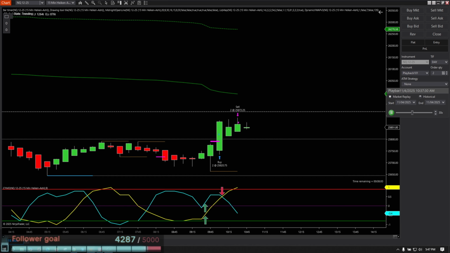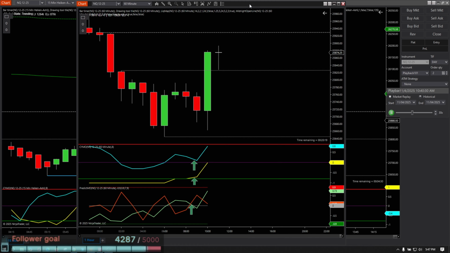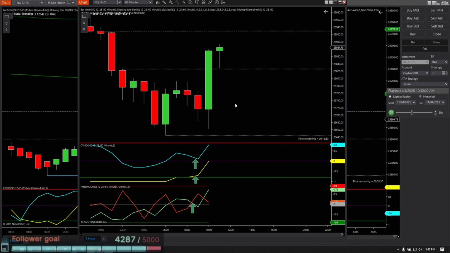Now, what we're going to do is bring back our 60-minute chart right here. If you could tell, this hit the London high right here, guys. It just hit the London high right there. Let's see what happens. What we're looking for is Predict MO crossing below the 0 line.